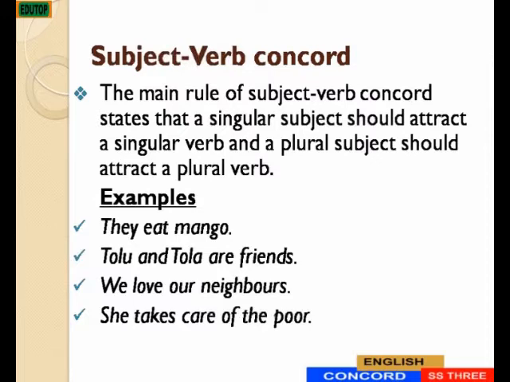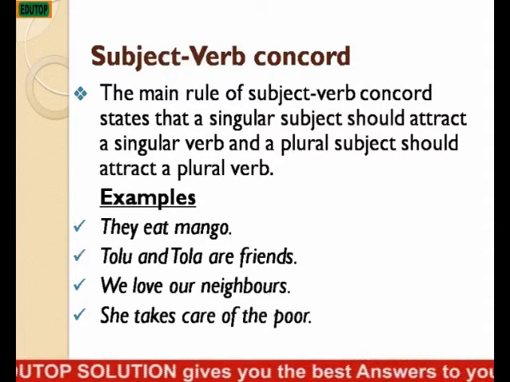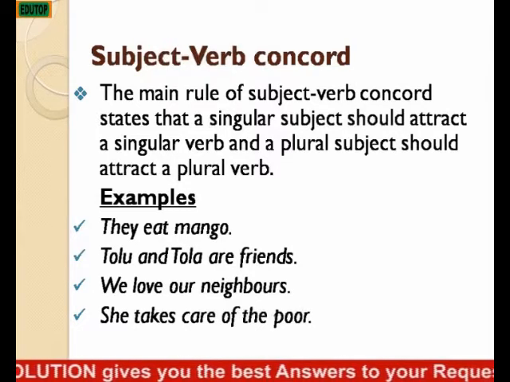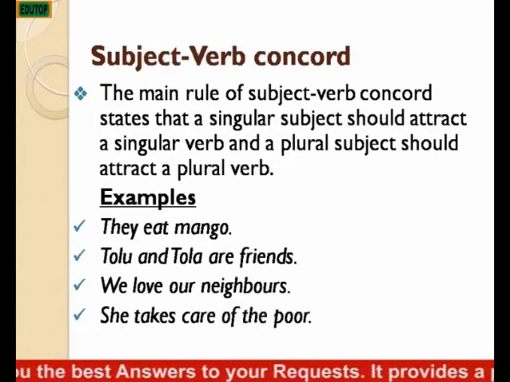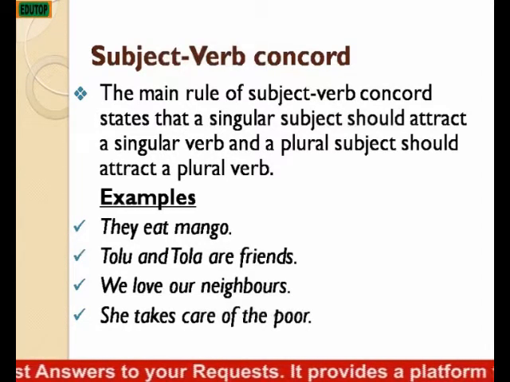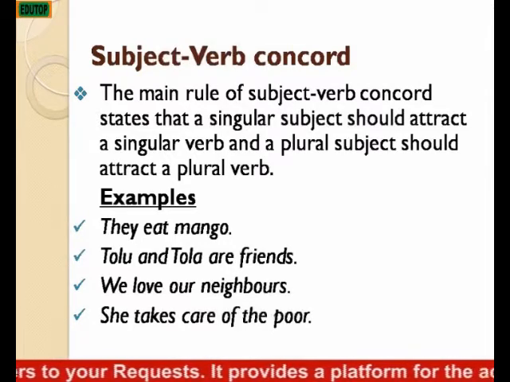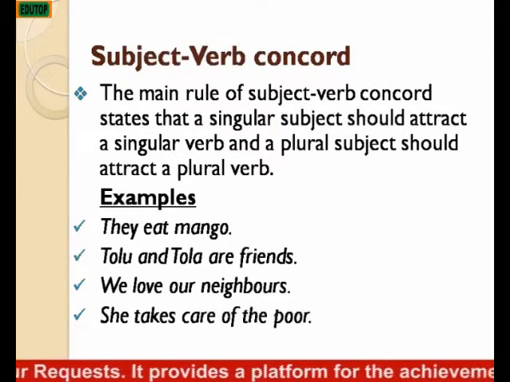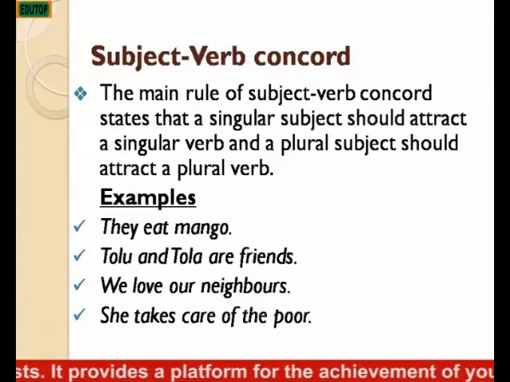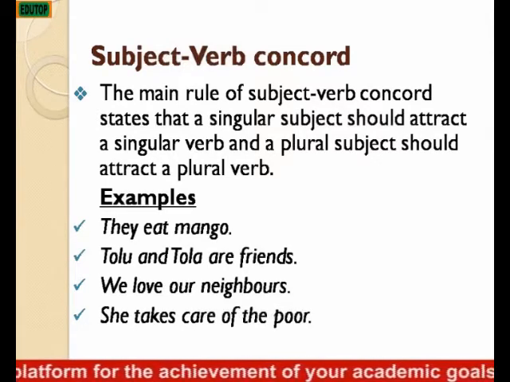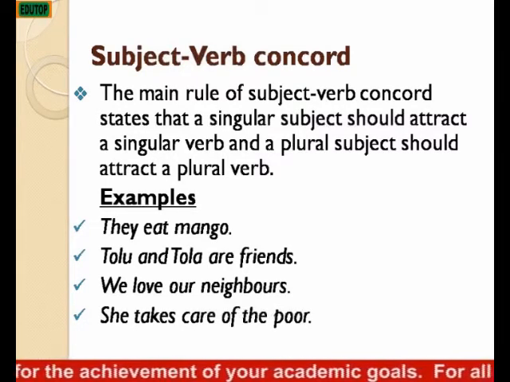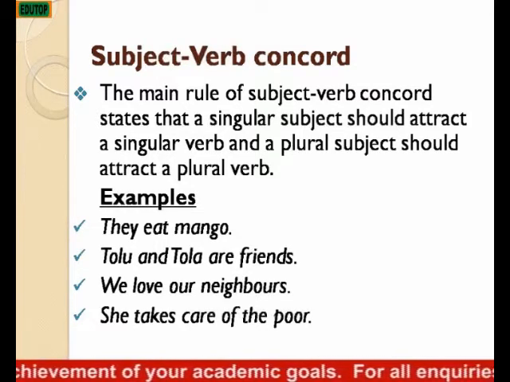We are going to be determining how we can use plural verbs with plural subjects, and at the same time singular verbs with singular subjects. The main rule of subject-verb concord states that a singular subject should attract a singular verb and a plural subject should attract a plural verb. Examples: They eat mango. They is a plural subject and eat is a plural verb, so they agree together. We cannot use a singular verb for a plural noun.